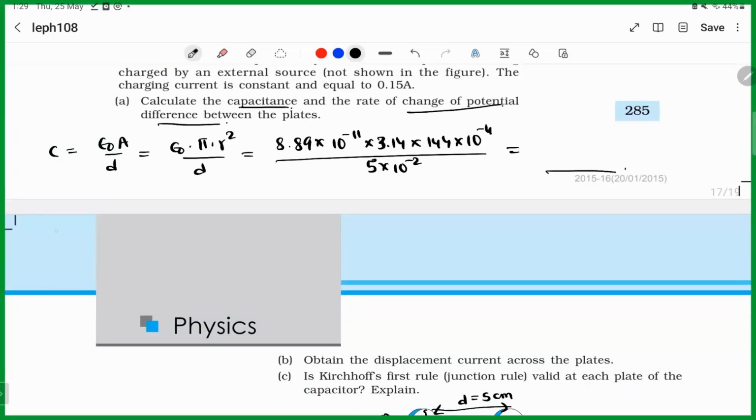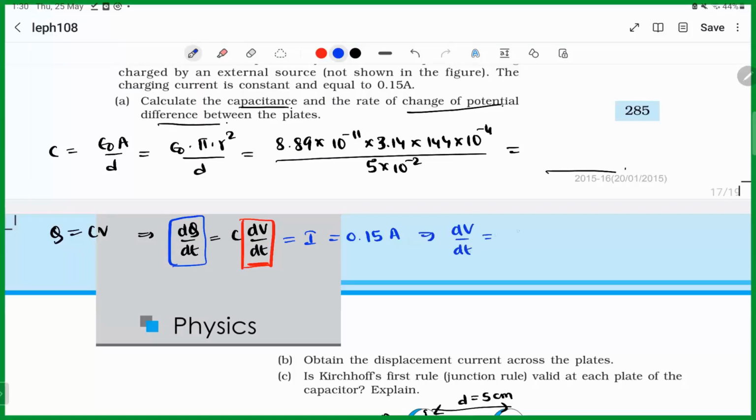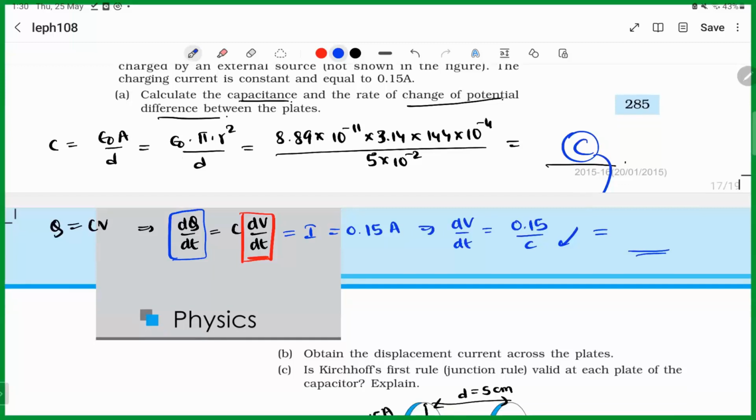Now you have the rate of change of potential difference between the plates. An important fact we know is that Q is equal to CV, which means dQ by dt is equal to C dV by dt. We need to find the rate of change of potential difference, right? dV by dt. We already know dQ by dt. dQ by dt is simply the current. We know that the current is 0.15 amperes, right? So therefore, dV by dt is simply 0.15 amperes divided by the capacitance. We would have found the capacitance already, so use that here.